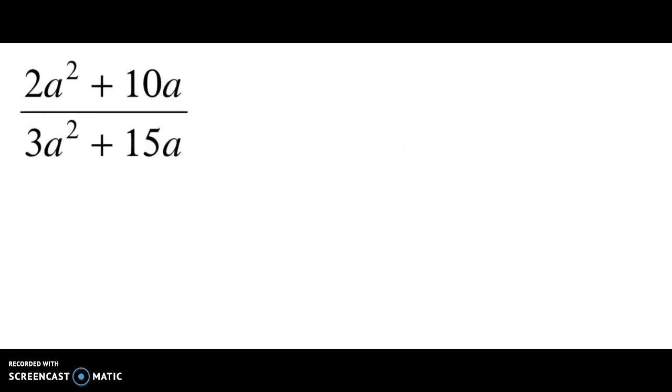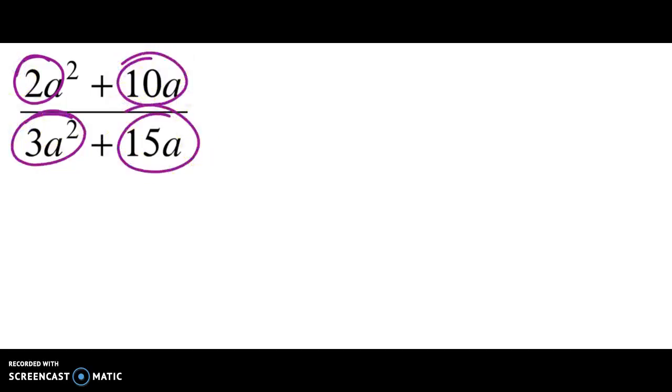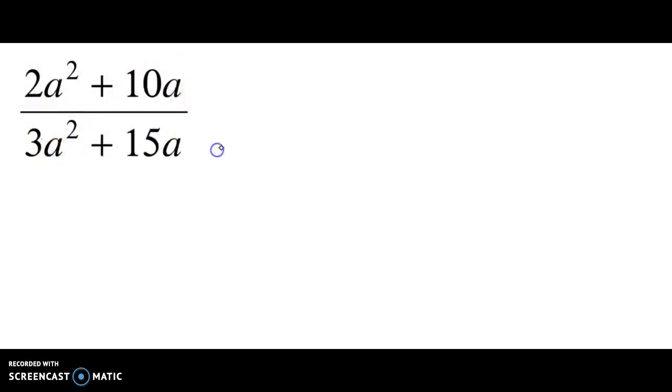All right, let's try this one. Find the common factor of all of these. Now, this is a 2, this is a 10, this is a 3, and that's a 15. We're not going to find a common factor in here. All right, they do all have A's. We could take out an A out of everything, and you basically are just going to take out one of the A's.